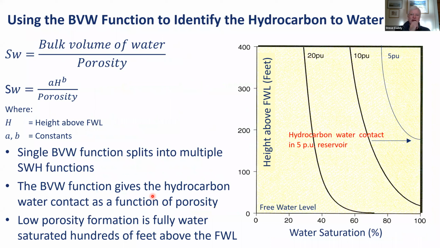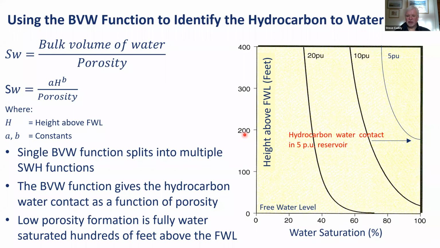Now, I said the free water level is the most important for the reservoir model, but the hydrocarbon to water contact is also useful. And you can get that very simply by dividing BVW by porosity to get water saturation. And your simple line will then drop out with different porosity bands. So why is this useful? Because it gives you the height in parts of the reservoir where the reservoir is fully saturated with water. In this case, when you've got 5 porosity units, part of the field, the reservoir is fully water saturated up to 200 feet.